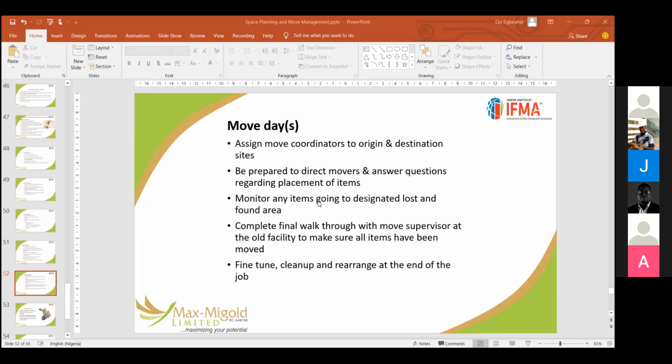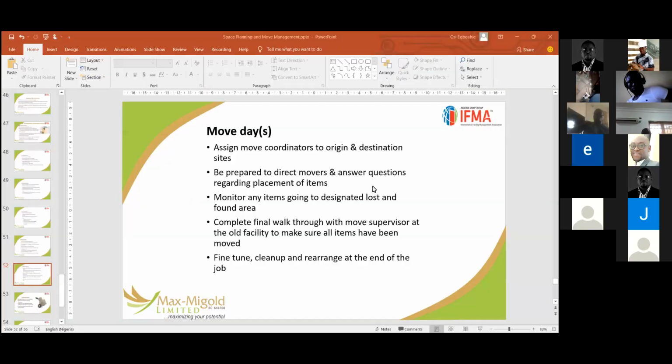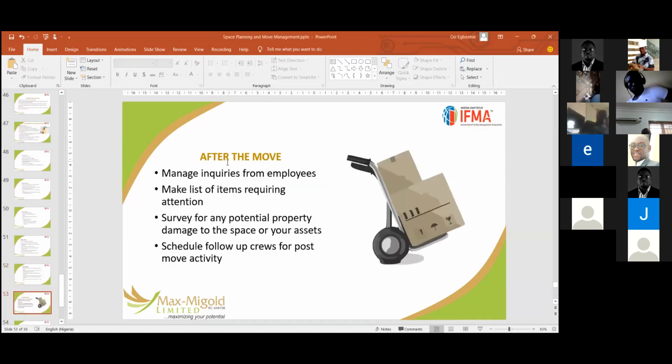It's very important to note that. And then also after the move, you need to manage inquiries from staff. You must be ready to answer questions from staff, because once you move, people will ask you a barrage of questions. So you must be ready to answer these questions.